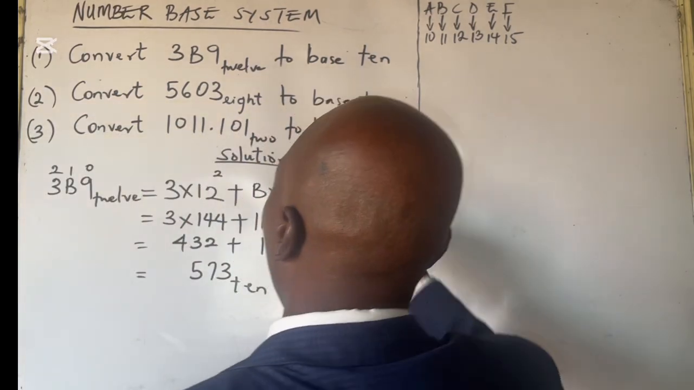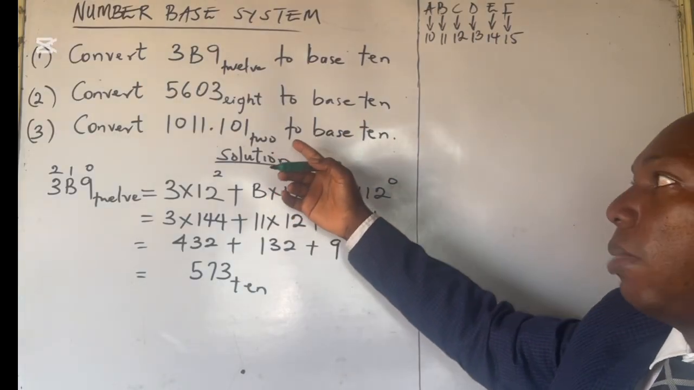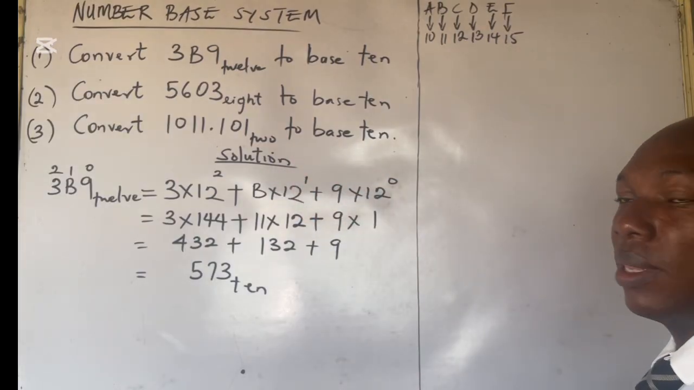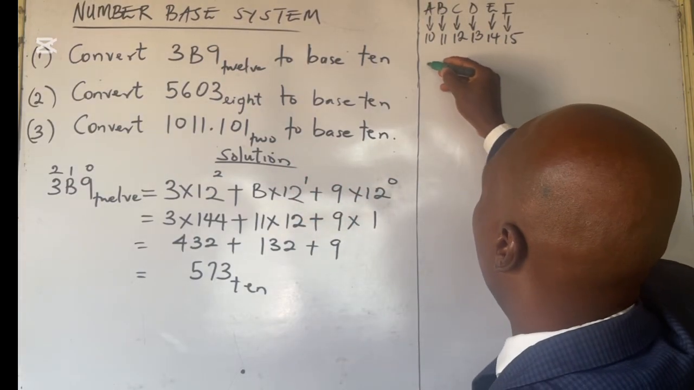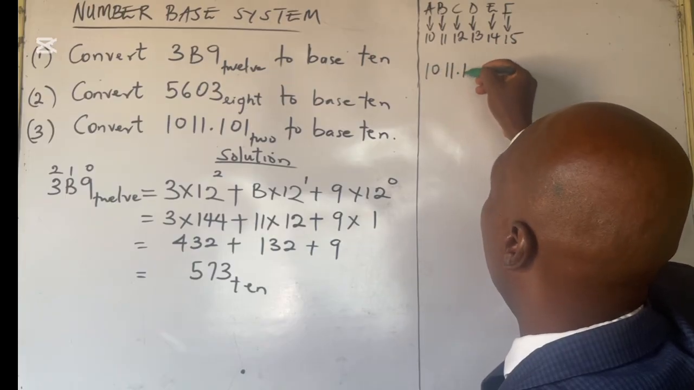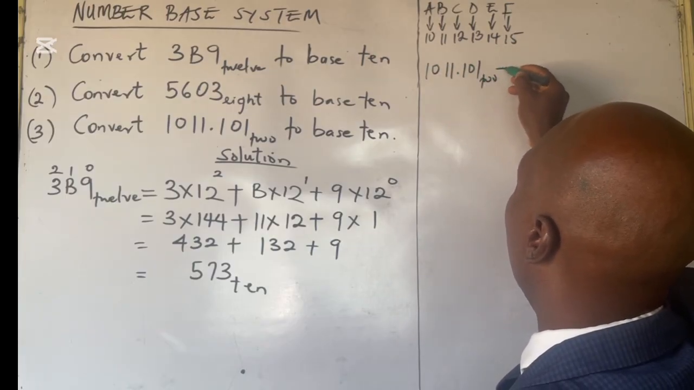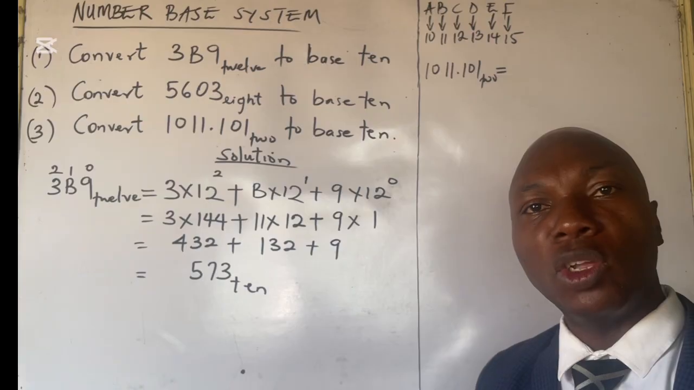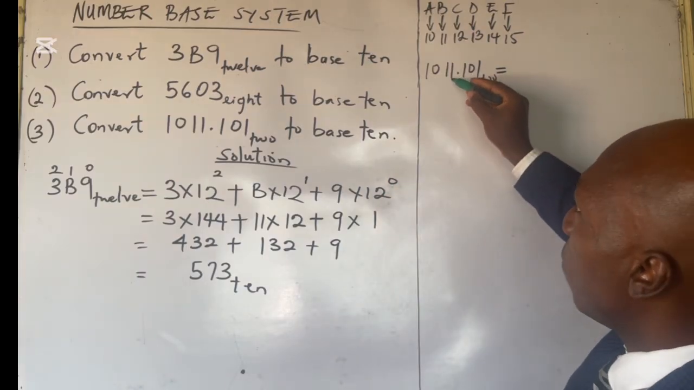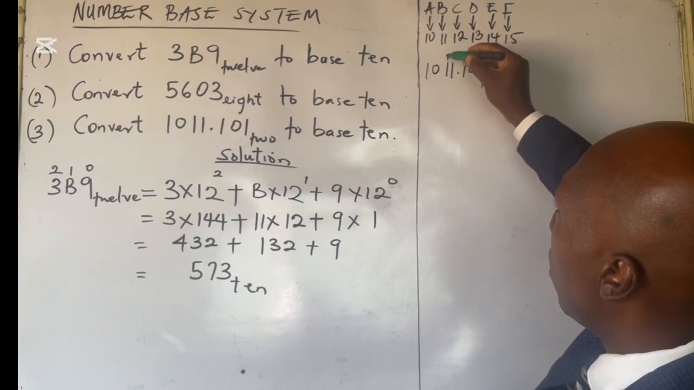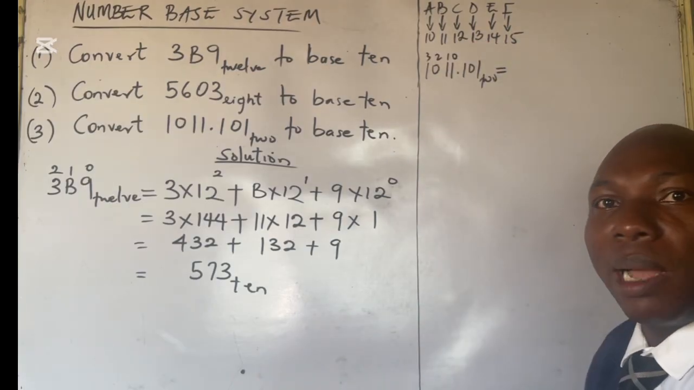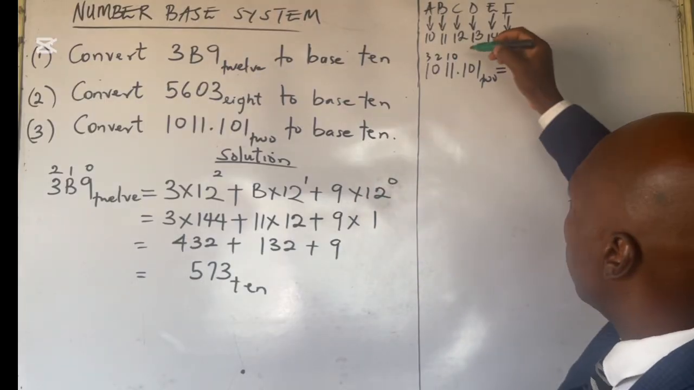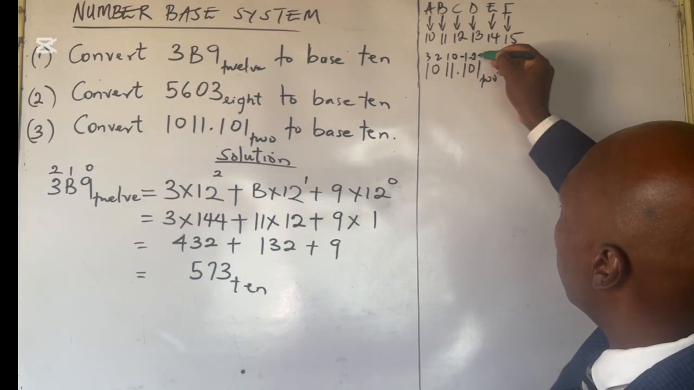We want to solve the next problem. Question number 3. Convert 1011.101 base 2 to base 10. So we have 1011.101 base 2. We want to convert it to base 10. We have what we call the whole number part and the fractional part. So the whole number part is starting from this 1. So we have 0, 1, 2, and 3. The fractional part is starting from here. We call it tenths, hundredths, thousandths. So this one will be minus 1, followed by minus 2, minus 3.